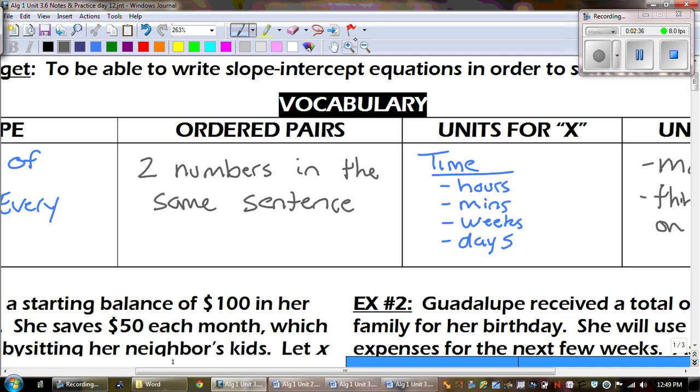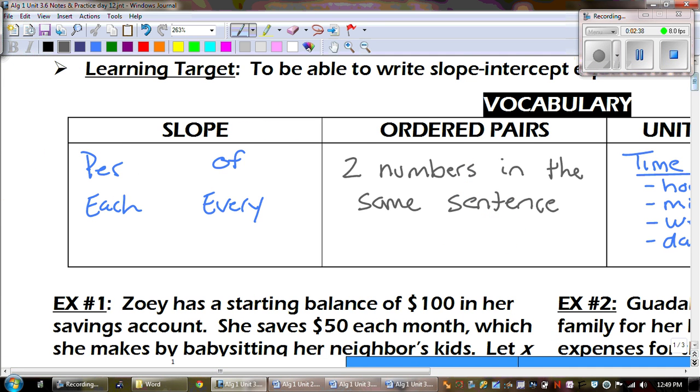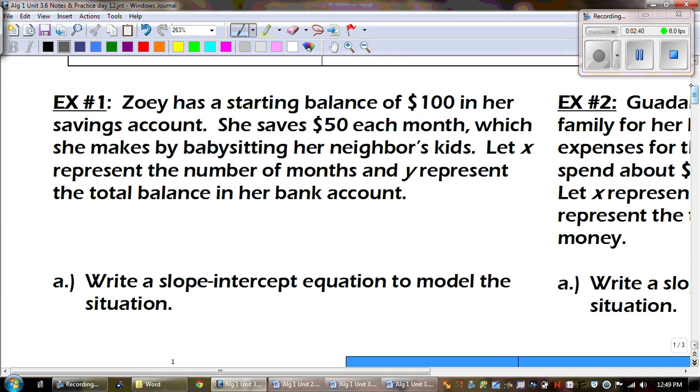All right, I'm going to zoom in here. Hopefully you have a highlighter or some different colored pens to help you with this. So Zoe has a starting balance of $100 in her savings account. She saves $50 each month, which she makes by babysitting her neighbor's kids. Let x represent the number of months and y represent the total balance in her bank account.